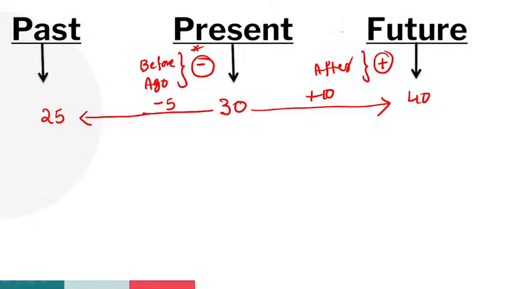I'm taking the same example. Present, my age is 30 years. 10 years hence, my age will be how much? 40 years. In this concept, after or hence means plus, and ago or before means minus. Just remember these 2 points, guys. These 2 points are very important.